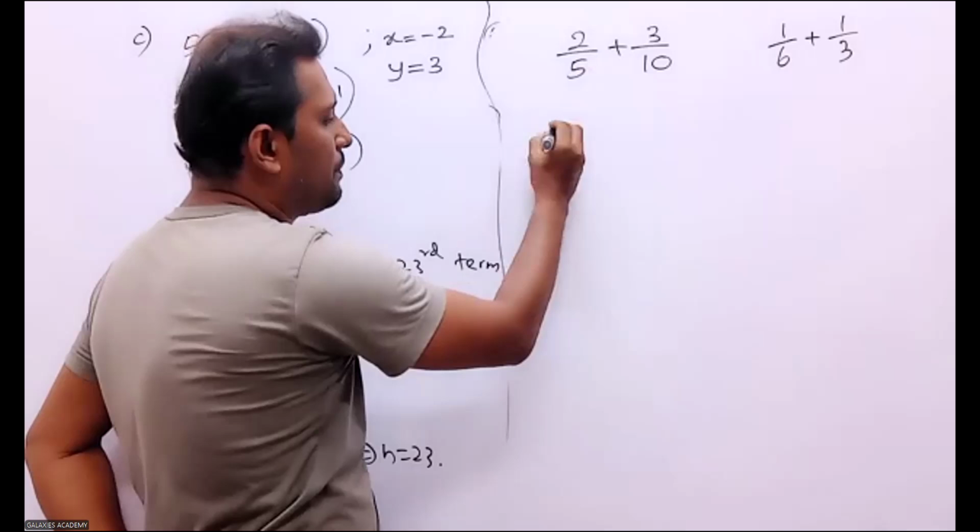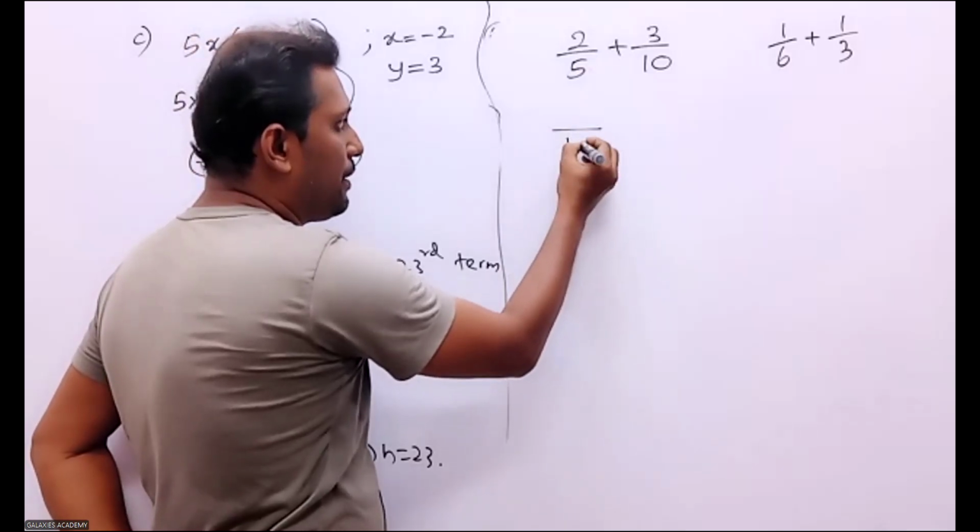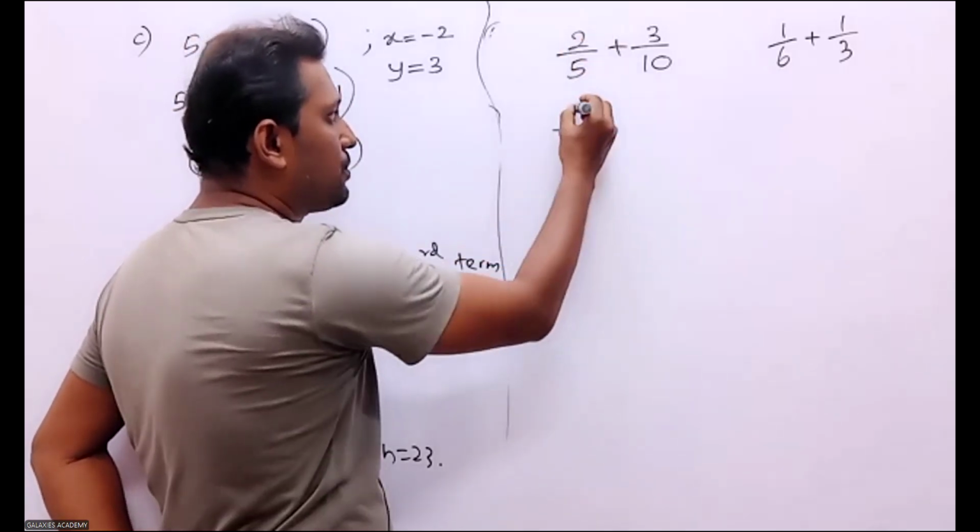You have to multiply by 2. 5 times 2 is 10, 2 times 2 is 4.